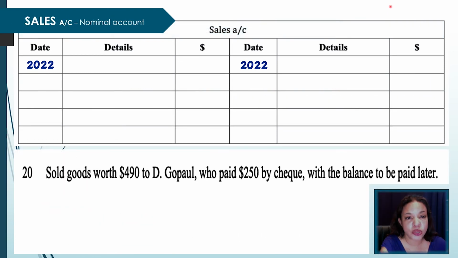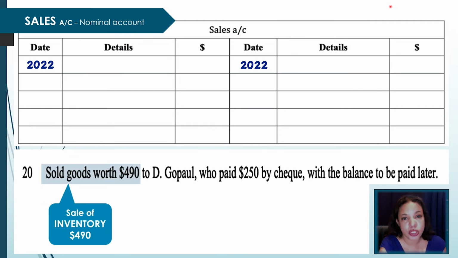Okay, so we will just go very quickly into the sales account. You will do the same steps. You will check through all of your transactions to see any that involve sales. Just remember, when we're talking about sales, we're talking about sale of inventory. So sale of goods, sale of stock. That is what you're looking for from the business point of view.